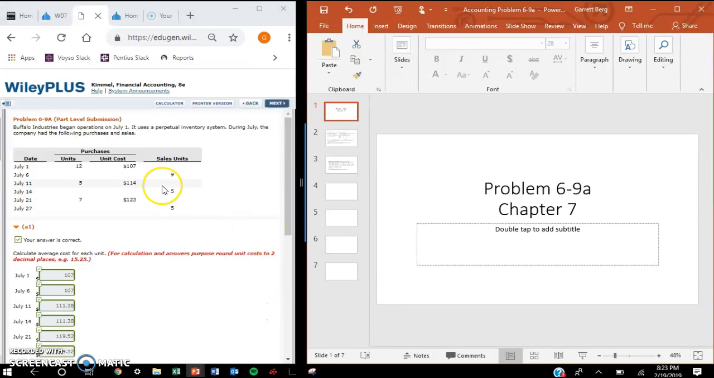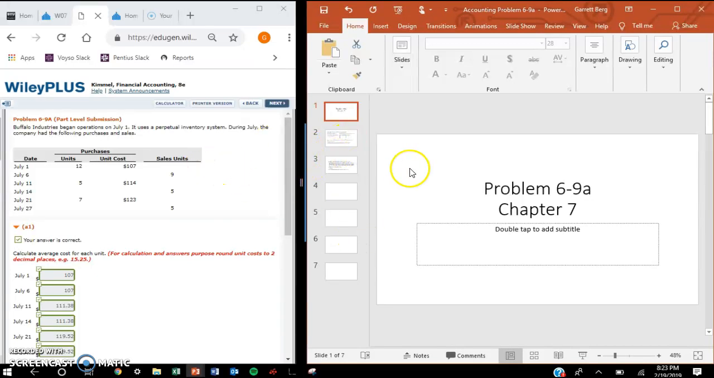I'm just here to help you find out the average cost for each unit of Buffalo Industries. So, problem 6-9A on chapter 7. Basically, Buffalo Industries began operations on July 1st. It uses a perpetual inventory system. During July, the company had the following purchases and sales. So we're just trying to figure out that continual inventory, basically.